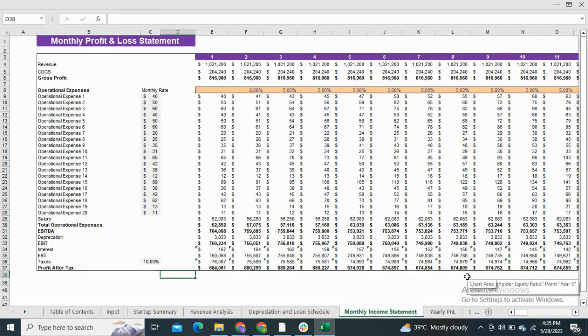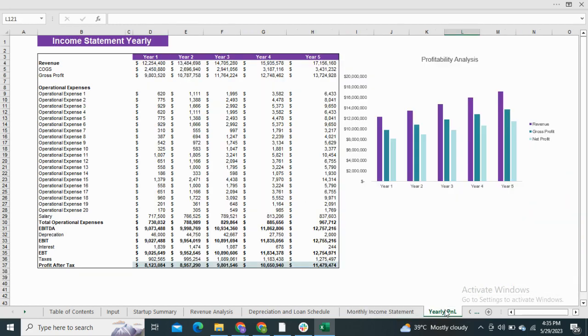Now we have the monthly income statement. It mentions the revenue, cost of services, operating expenses, and the net income before and after taxes. Similarly, we have the yearly P&L with the profitability analysis graph.